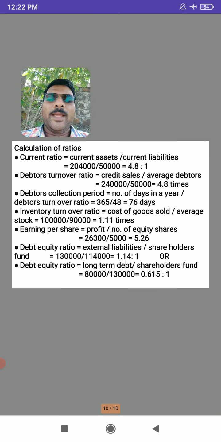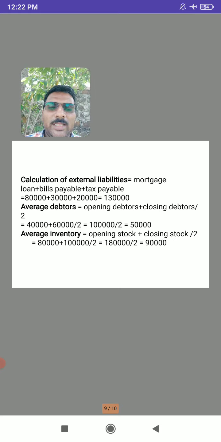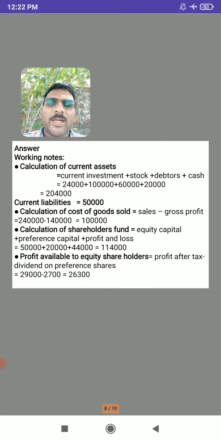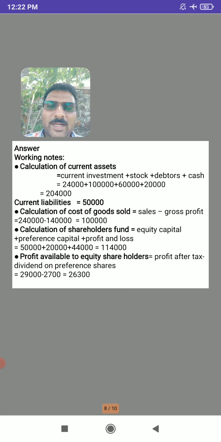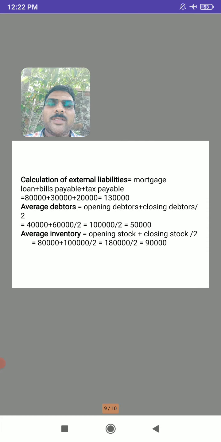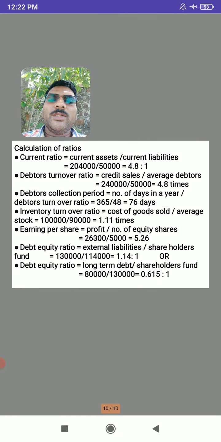Now after calculating all these things, in the working notes we have calculated current assets, current liabilities, cost of goods sold, shareholders fund, profit available to equity shareholders, external liabilities, average debtors and average inventory. After finding out all these things, now it is very easy to calculate the ratios.